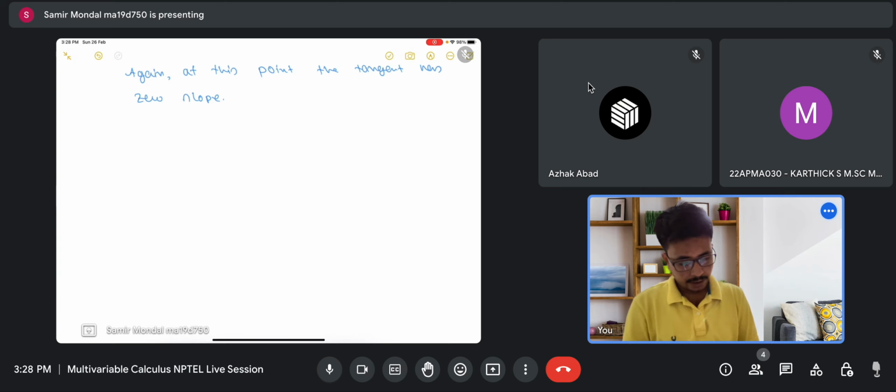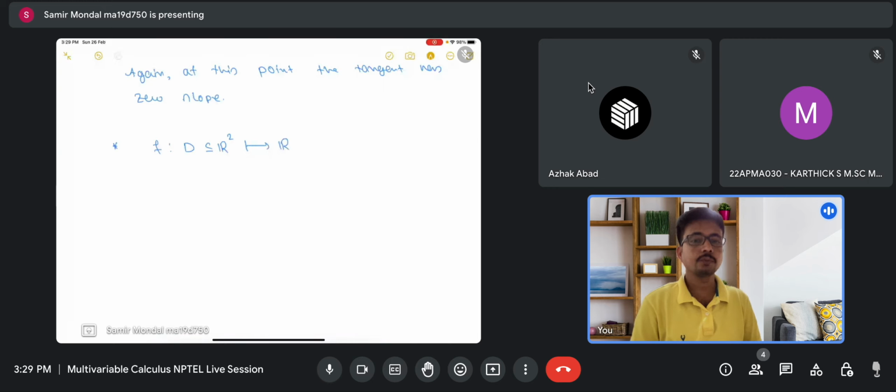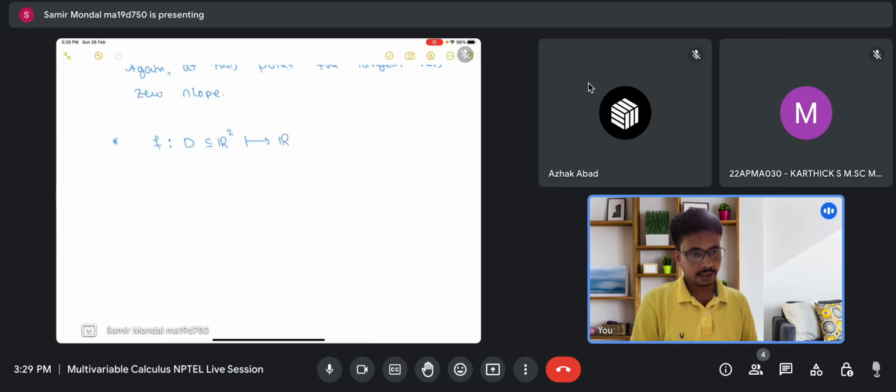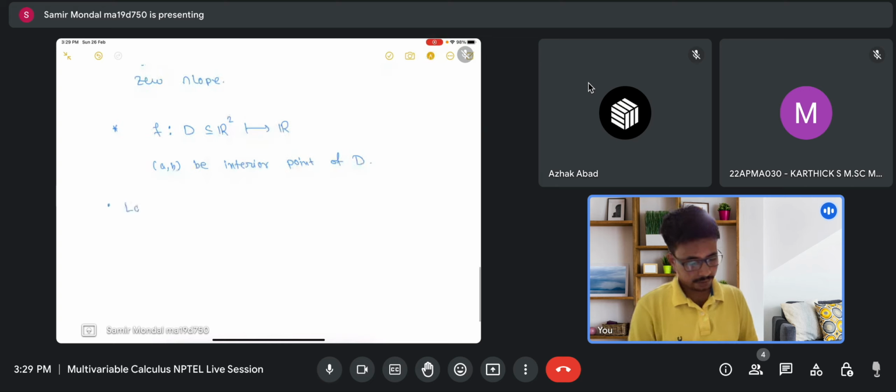So now your function f is defined on D, where D is a subset of R2, f from D to R. So your f is a function of two variables, f has two independent variables. Take (a, b) an interior point of D. Now we will define the local maxima.